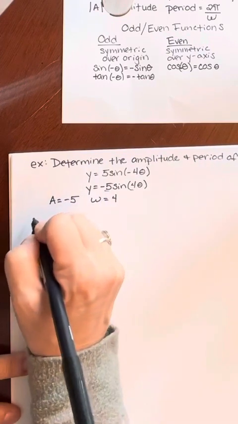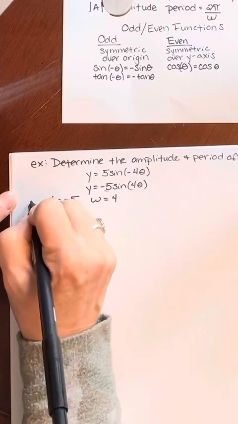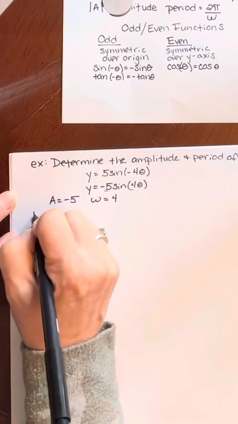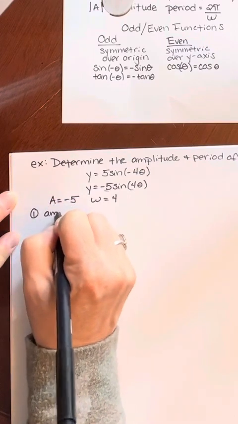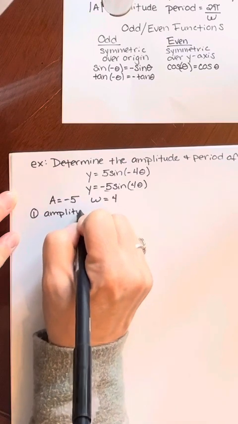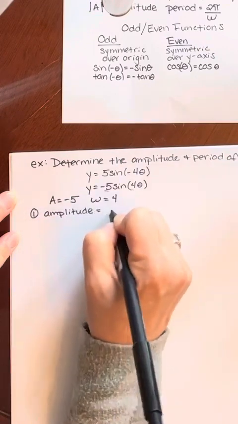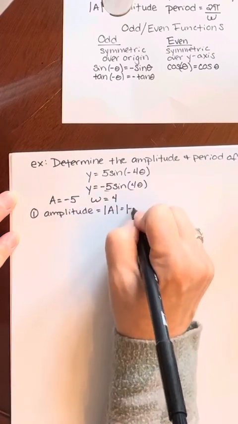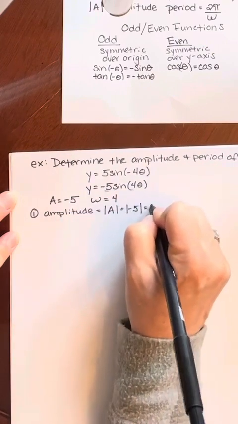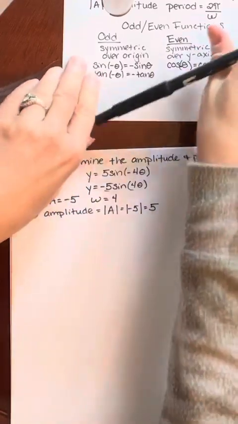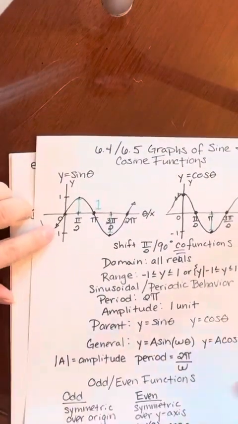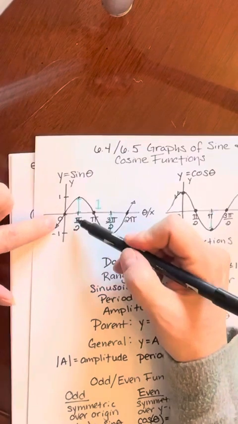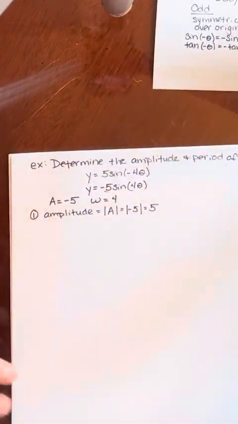So let's go ahead and take this a step at a time. So number 1, your amplitude. Amplitude equals the absolute value of A, so in this case it's the absolute value of -5, which is 5. So that means our wave will be, instead of 1 high, it'll be 5 high. So it's a bigger amplitude.